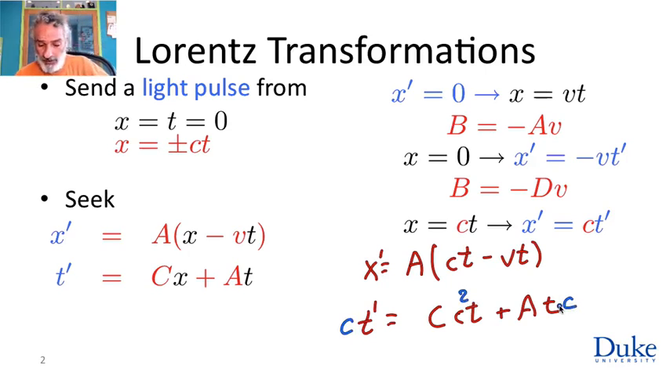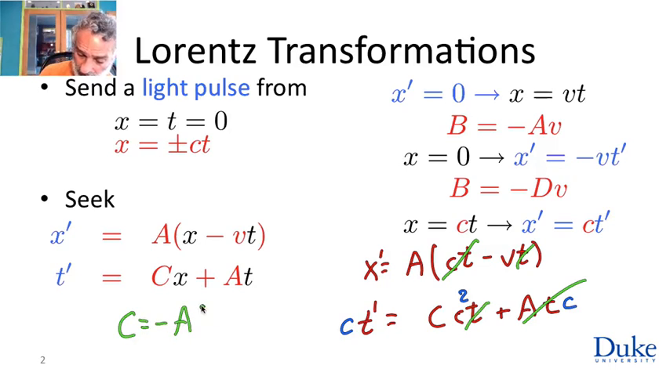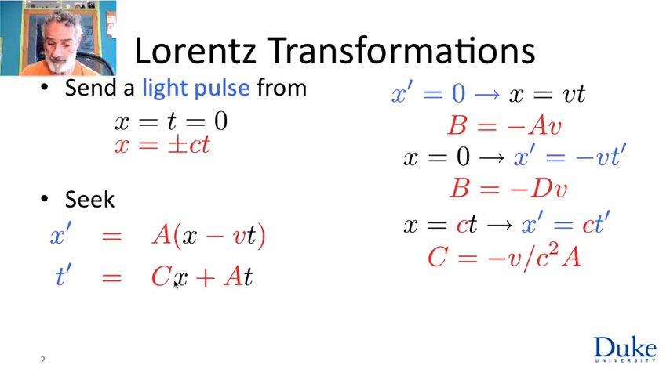And now when I set this equal to that, well, the a c t terms agree, so I can cross them out. The leftover pieces should agree with each other, so negative a times v times t should be c times the square of c, the speed of light, times t. Again, I can cancel off the t's, and I find that c is equal to negative a times v over c squared. Aha! That nails everything in terms of this one coefficient a, so let's write all that out.